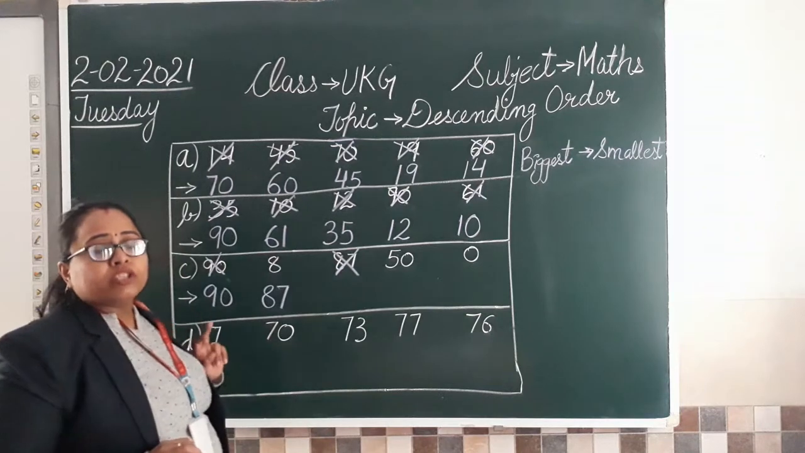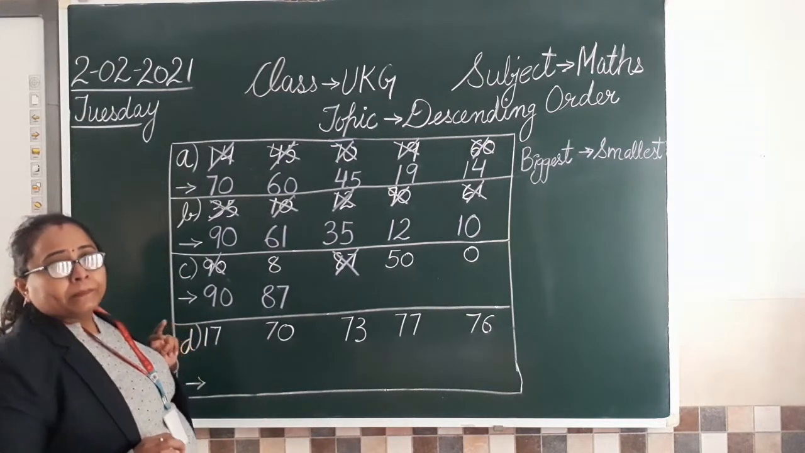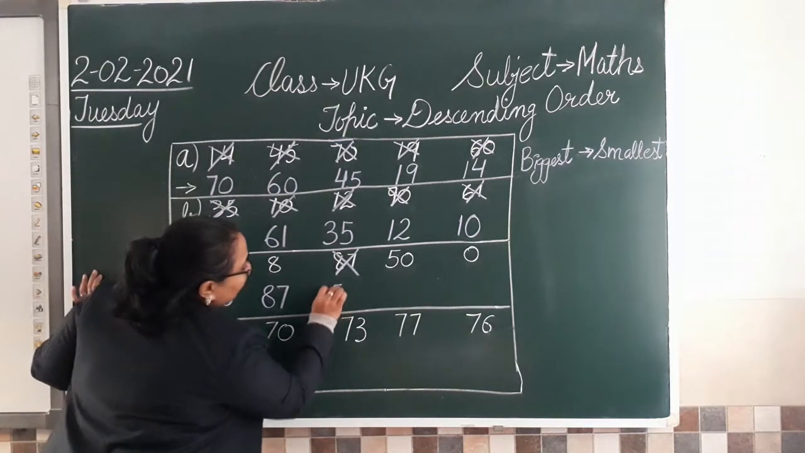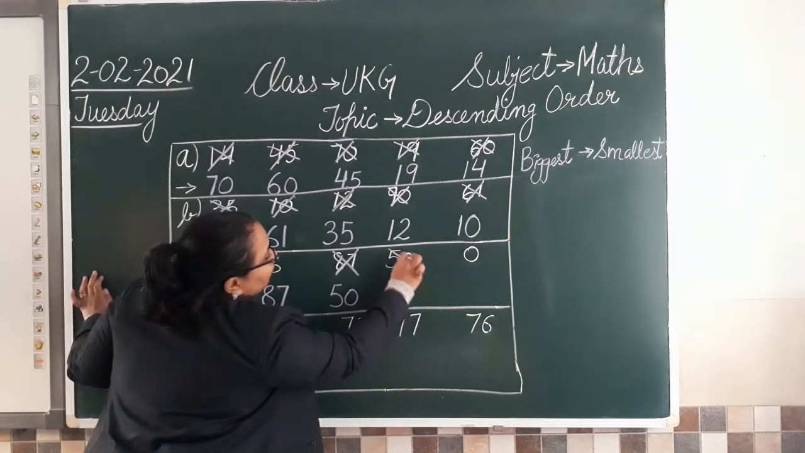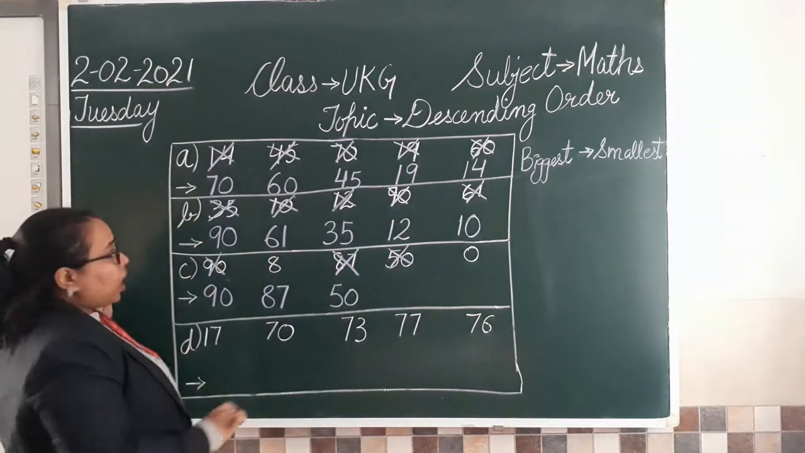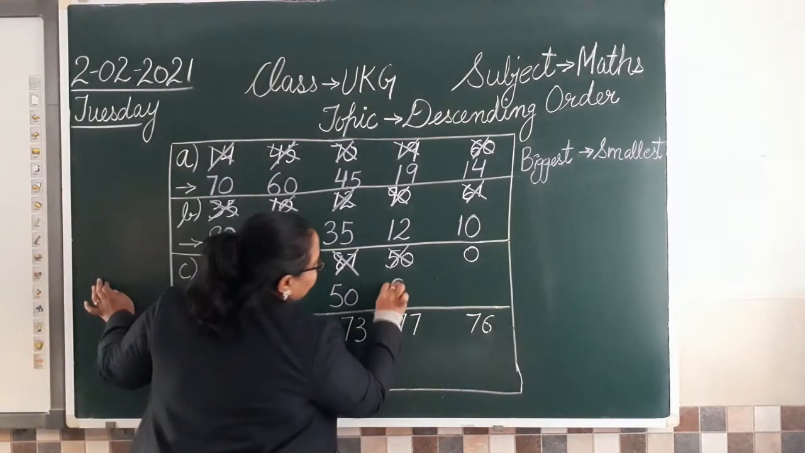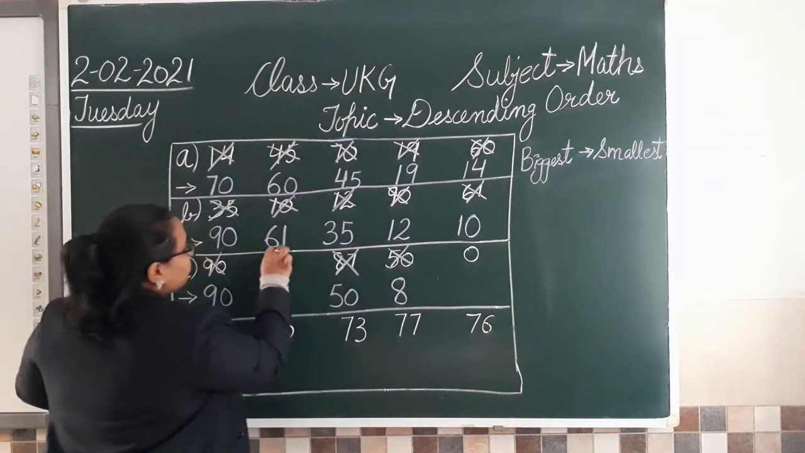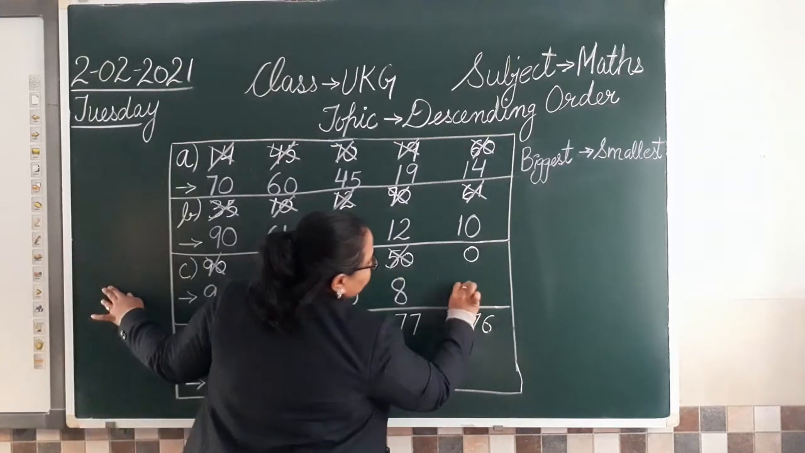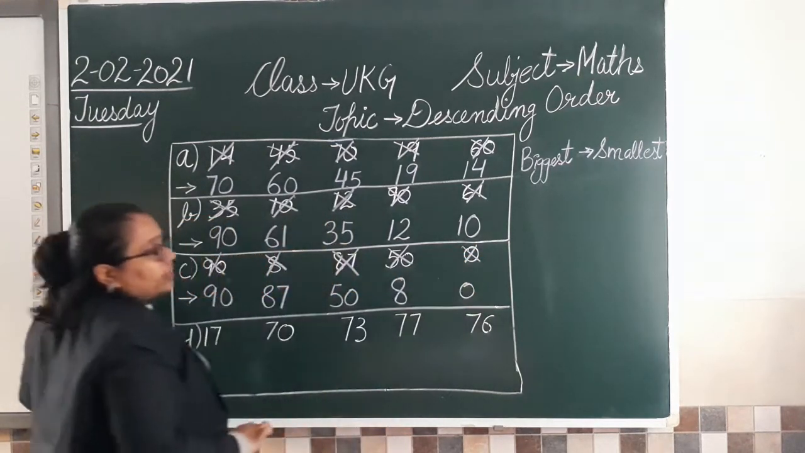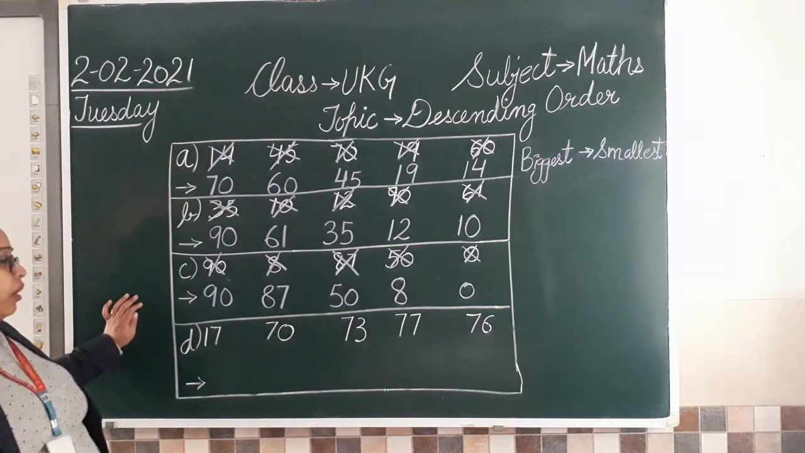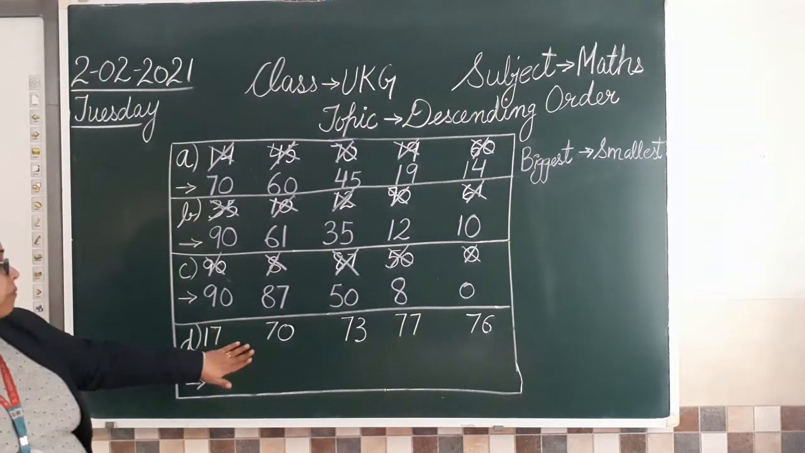So can you tell me which number should I copy? 50. Yes. So I'll write 50 here and I'll put a cross here. Now we have 8 and 0. So everyone knows 8 will come here and 0. Is that clear? Okay.